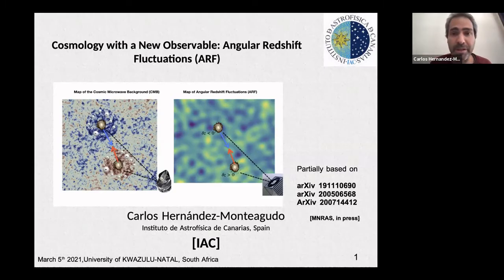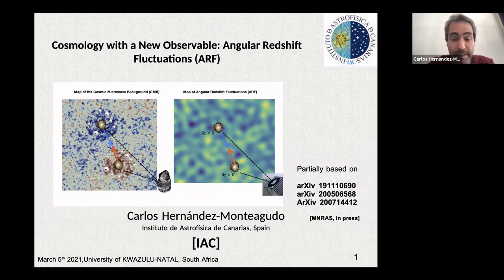My idea is to summarize here the angular redshift fluctuations. This is a new observable that I've been working on for quite some time now, for a few years, even though most of the publications came out in the last 2 years or so. Now, finally, after a long effort, the 3 of them have been accepted, and 2 of them will probably be published next week because they are letters.